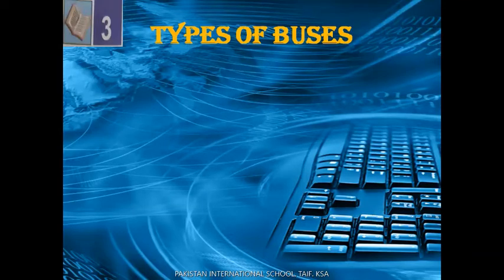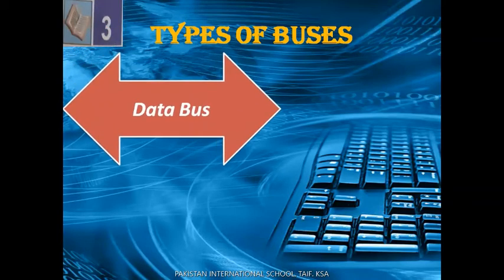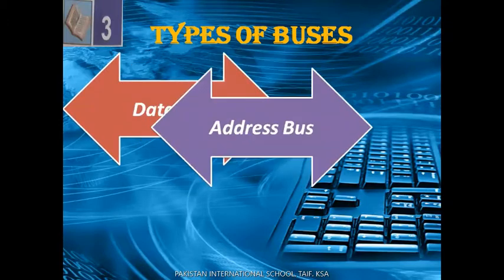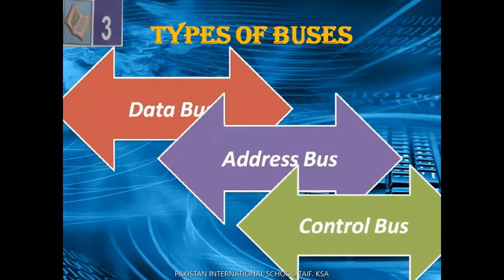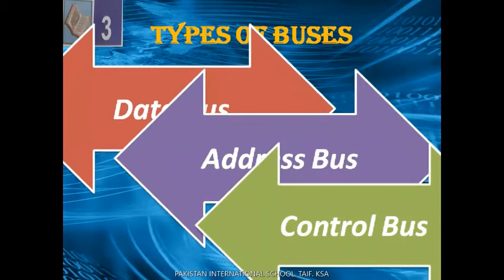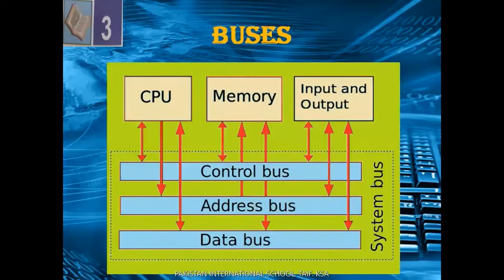Types of buses. A bus is used for transportation inside the computer system, and it can transfer your data from one component to another component. We have different types of buses: the data bus, the address bus, and the control bus. These three buses are used to control the transportation inside the CPU and transfer your data, instructions, and addresses.